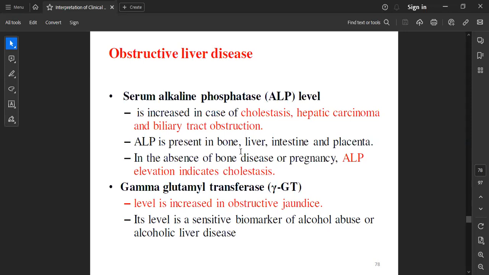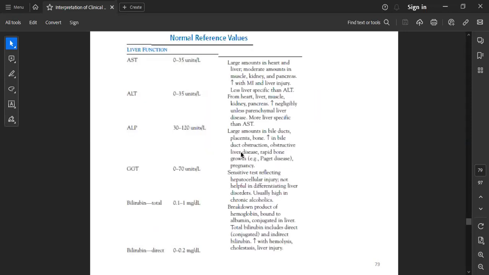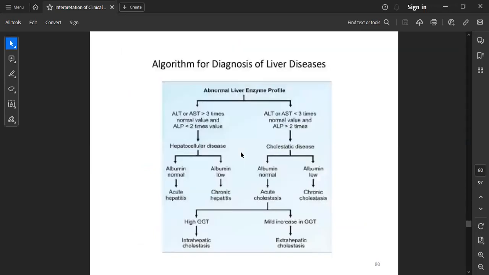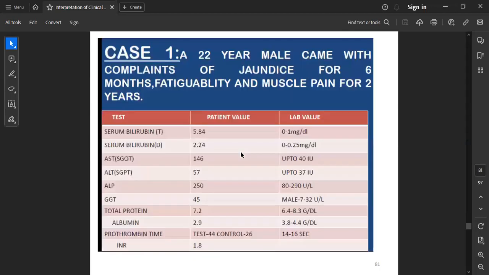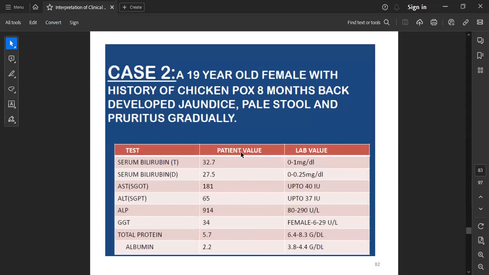So if ALP is high alone, but GGT is not high, those are signs that there might not be obstruction. A person might have other diseases like bone disease or pregnancy. But if both are high, it's a clear indicator that there's obstruction, maybe in the bile ducts. So this is just a summary plus the reference values. Then these case studies.